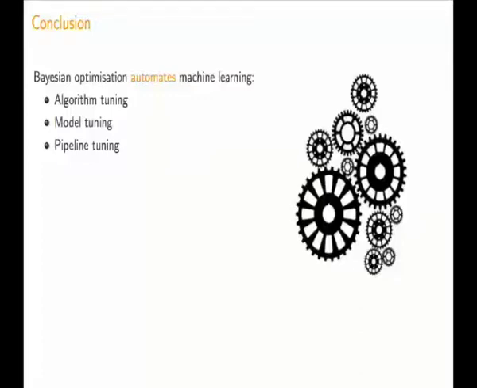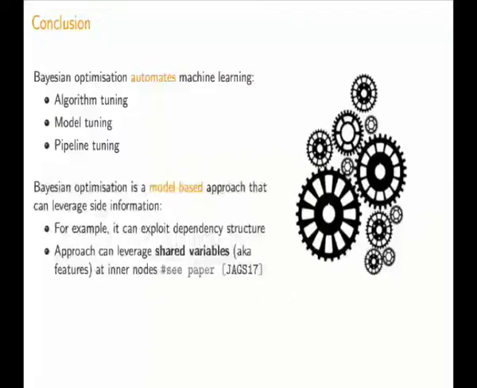The second aspect which I think is interesting about Bayesian optimization is that it's a model-based approach. So since you have a model, you can start making the models more or less complex and incorporating, for example, the prior information that you have about your specific application domain. I gave the example of a dependency structure. There are definitely other ways of boosting the performance and resolving problems, for example, in higher dimensional space, by leveraging any dependency that you might think of.